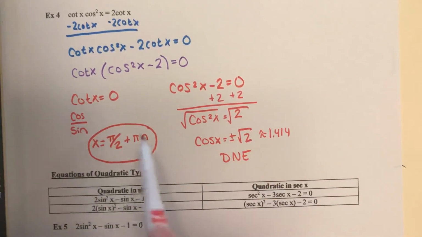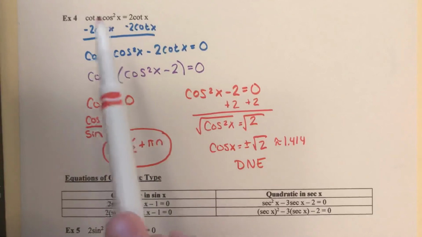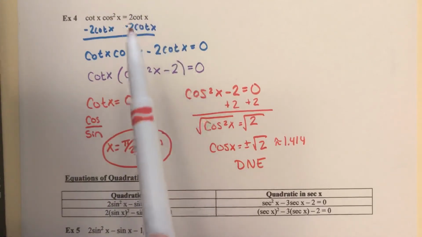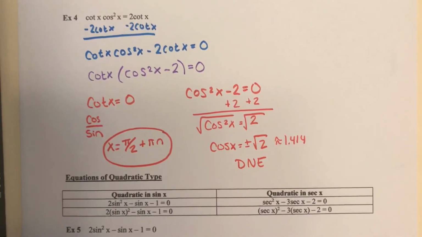So we've only got one answer that works. Now, if you want to check your work, you could take this pi over 2 and plug it into your calculator, plug in the left side, get an answer, then plug in the right side and get an answer, and those two answers should equal each other.